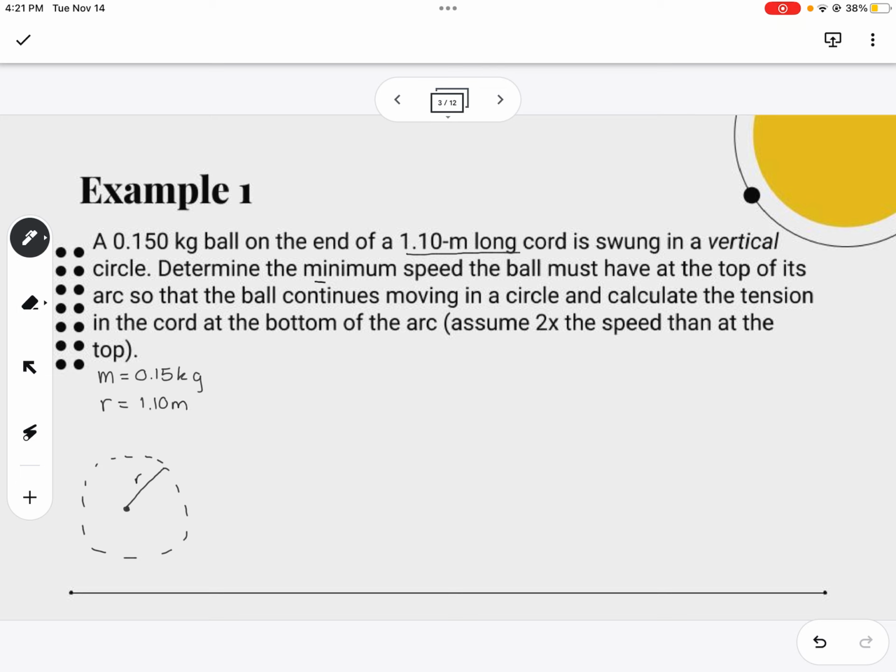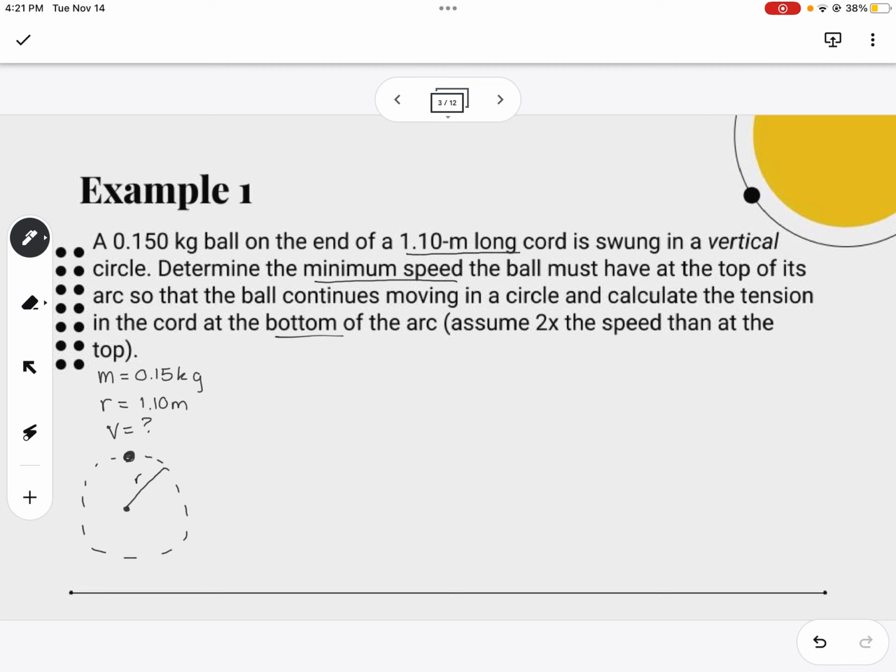Determine the minimum speed. So V is what we're going to try to find. The ball must have at the top of its arc, so all the way up here, so that the ball continues moving in a circle, and calculate the tension in the cord at the bottom of the arc. And at that point, we're going to assume the speed is 2 times that which it was at the top.